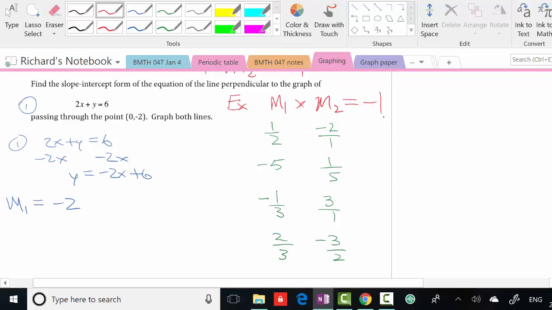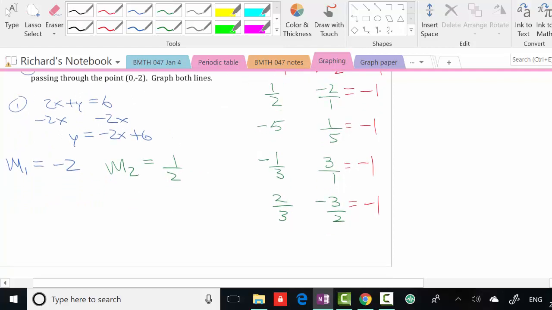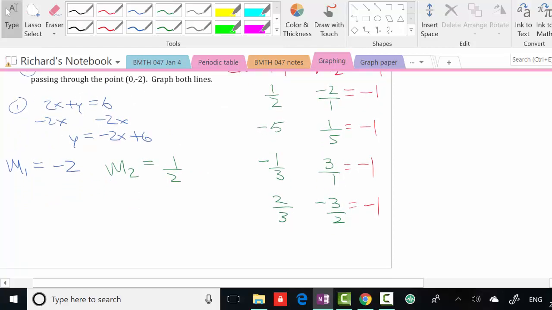As it turns out, in all of these cases, if I multiply the two slopes together, they're all equal to minus 1. So if the first slope, m1, is minus 2, that means my second slope, m2, will be equal to 1/2. So what am I going to do? I'm going to use that second slope to find the equation of the second line.